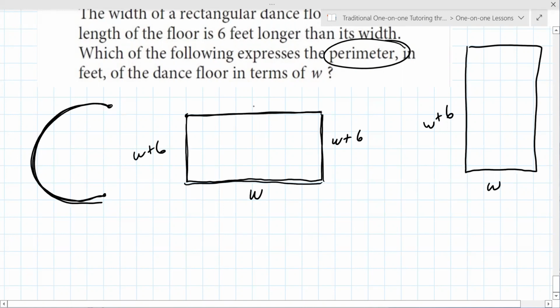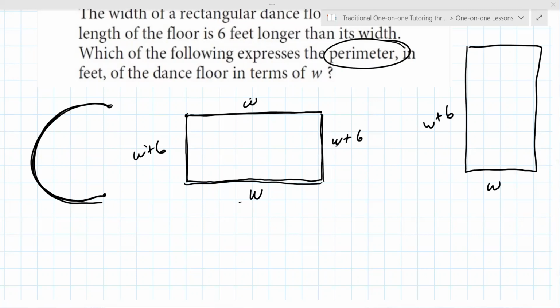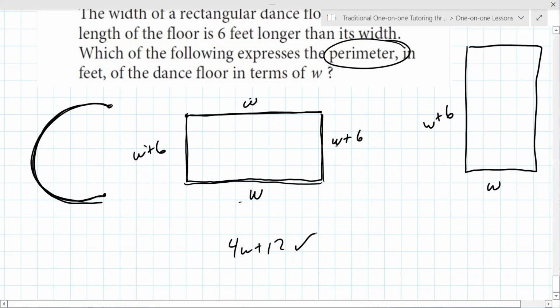So it is a good idea to write in the other dimensions, and to find the perimeter, you're just adding these up. Okay, so will you add those up for me and tell me what the perimeter is in terms of W? It's going to have a W in it. 4W plus 12. 4W plus 12. Perfect. All right, excellent.